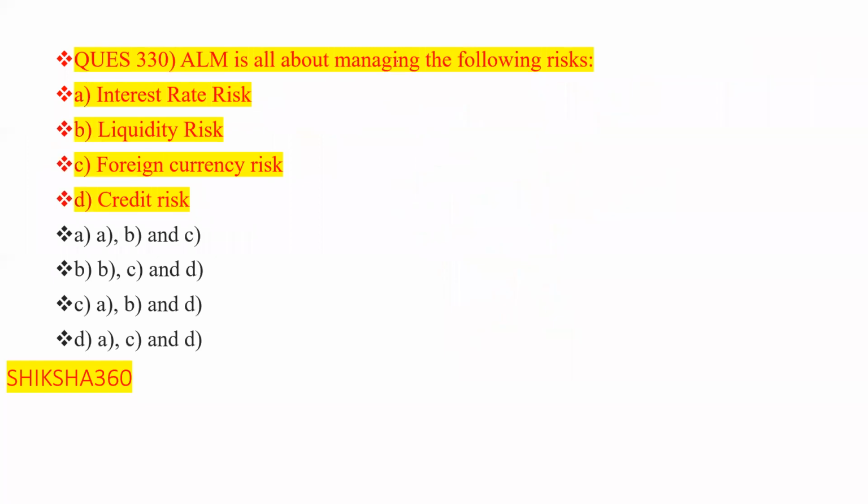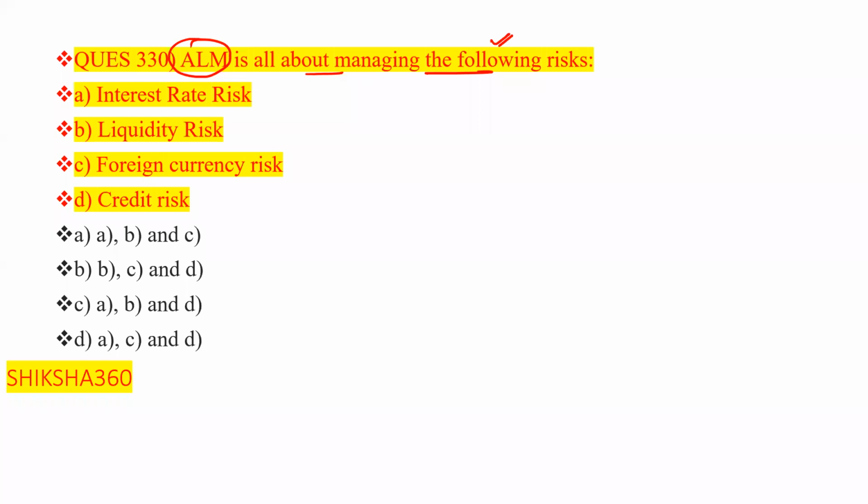Asset liability management is about managing the following risk. Which of the following risks is to be managed under asset liability management? First one is interest rate risk. Second one is liquidity risk. Third one is foreign currency risk. Fourth one is credit risk.